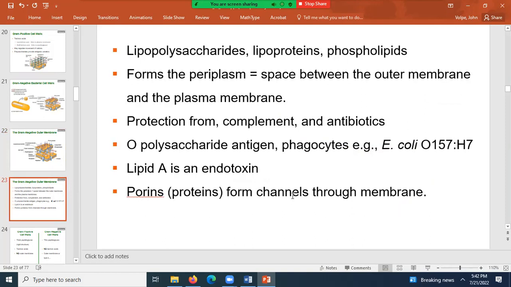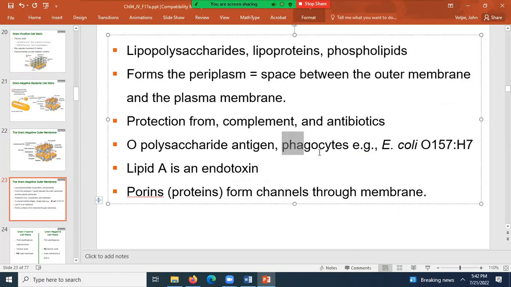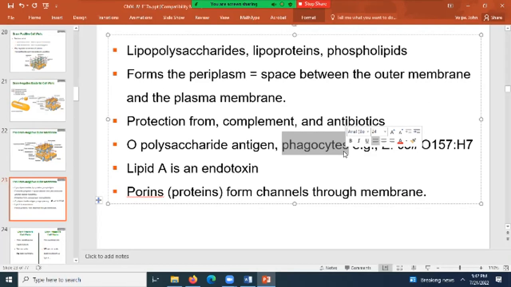The outer membrane does make it more difficult for phagocytes to phagocytize the bacteria. So it makes it more difficult for phagocytes to mount an immune response against the bacteria.